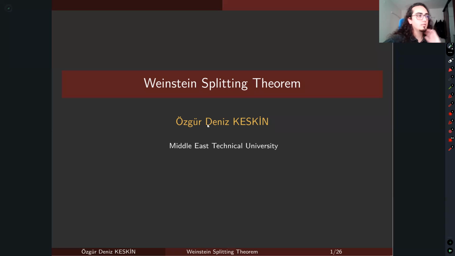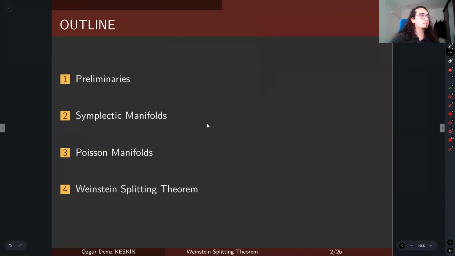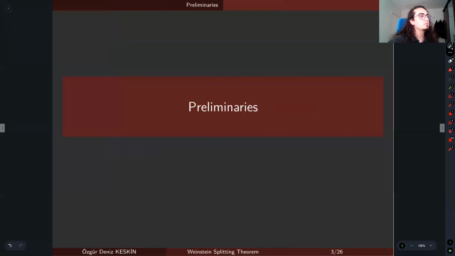As Yağmur said, today I will talk about Weinstein's theorem, but here is my outline. First, I need to give some preliminaries from differential geometry. After that, we will define symplectic manifolds and Poisson manifolds. And at last, with the Weinstein splitting theorem, I will tell the correspondence between these two manifolds.